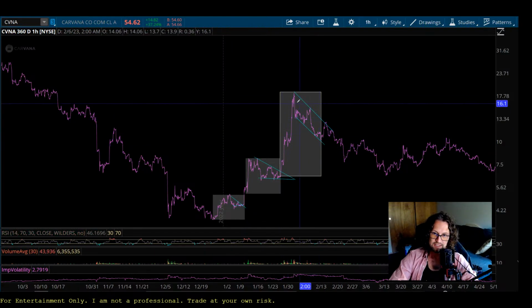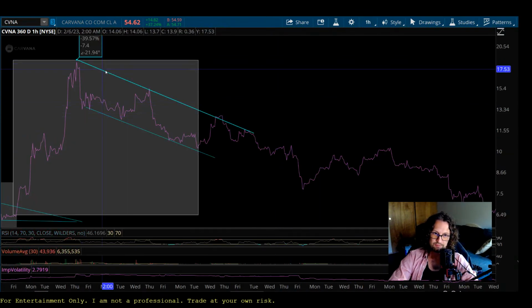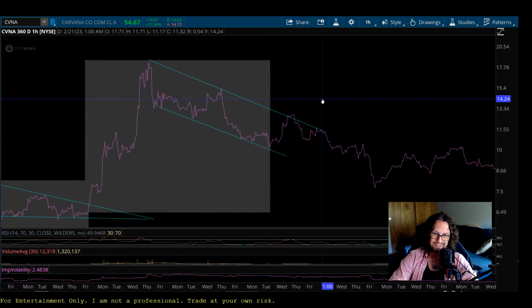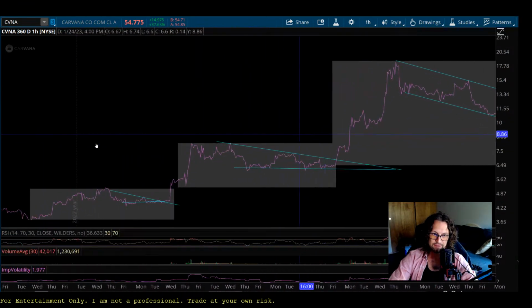This one actually came cleanly into a flag, which of course didn't work out, right? You see the price just fall down. Pretty much once you've reached a certain time frame on a flag, just forget about it. It's not worth it. It's probably not gonna happen.